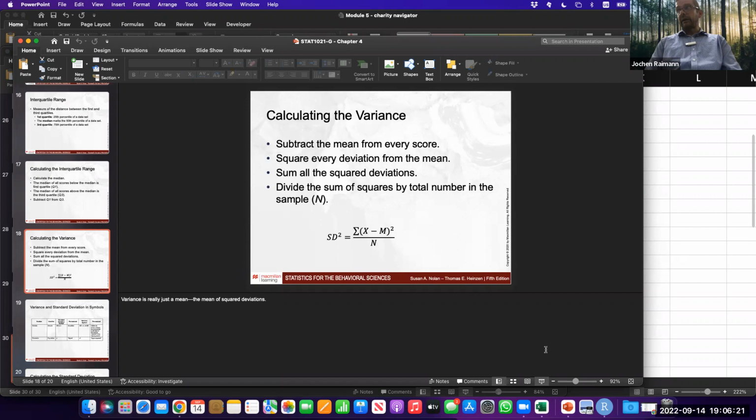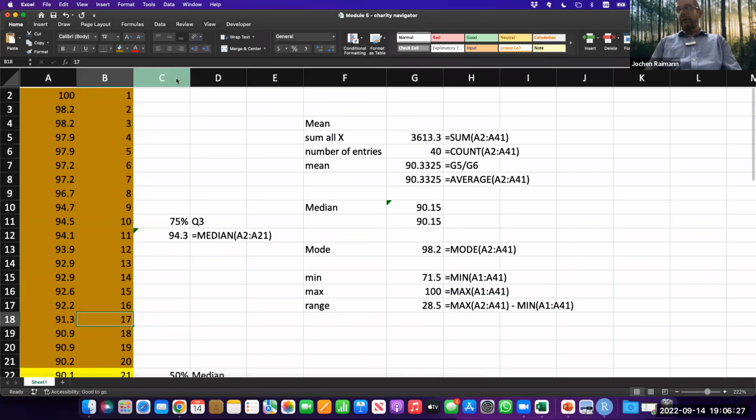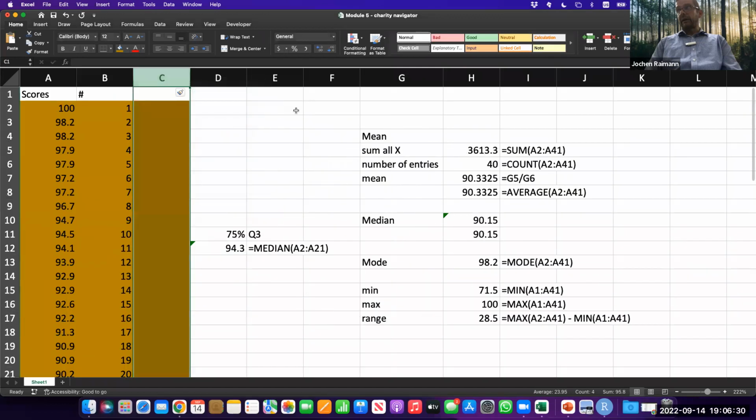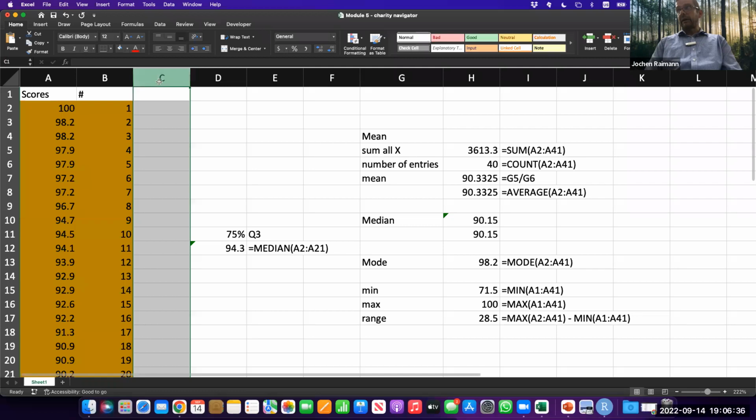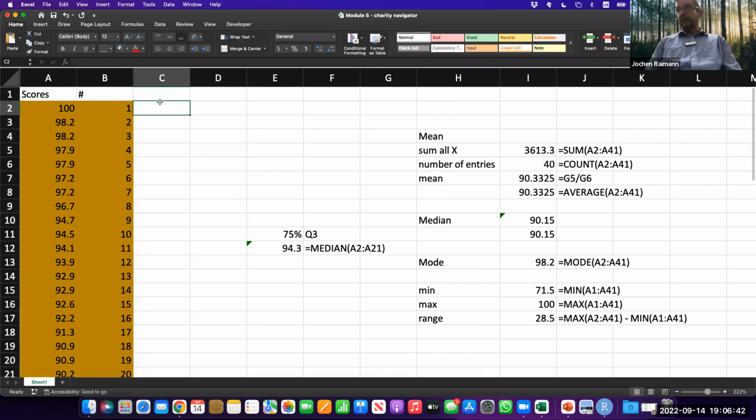Okay, so let's do this. It's relatively simple. It's a little bit more of a calculation. So we make a little bit more space. We take out the color coding. So let's actually make a second space. So we want to calculate now each individual deviation. So we know the mean. The mean is 90.33.